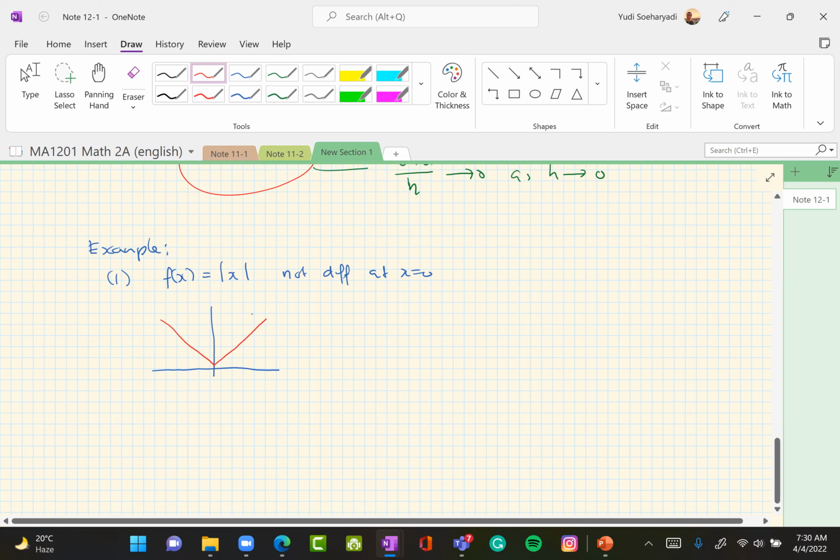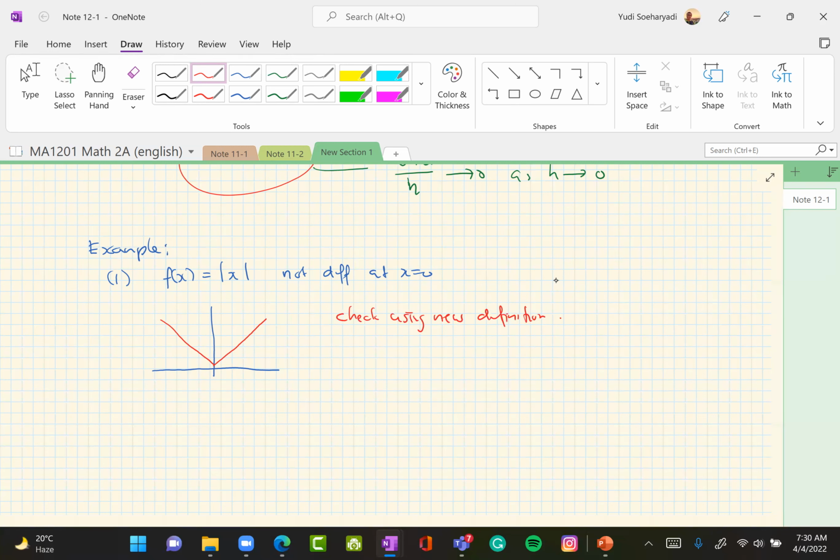Okay, because of the limit, by definition of using the limit, right? So let's check by using this new definition. Okay, here.